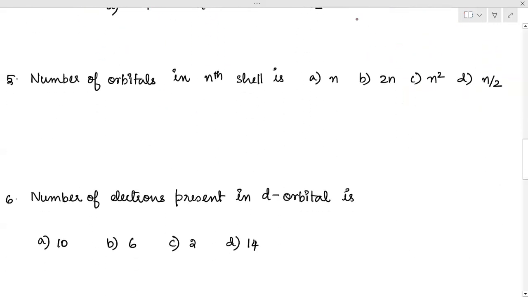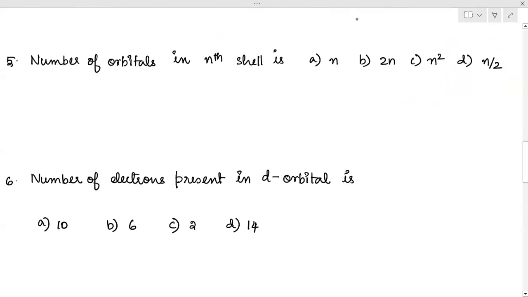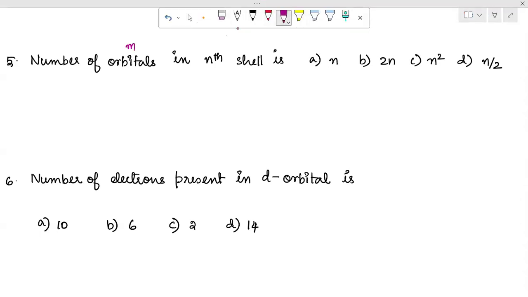Okay. Next question. Again, a generalized question. The number of orbitals corresponds to m, in the nth shell. Earlier the question was the relation between m and l. We already know that 2l plus 1 is the number of orbitals. This is the relation between l and m. Now they are asking for the relation between m and n. Okay, so let's try it out.